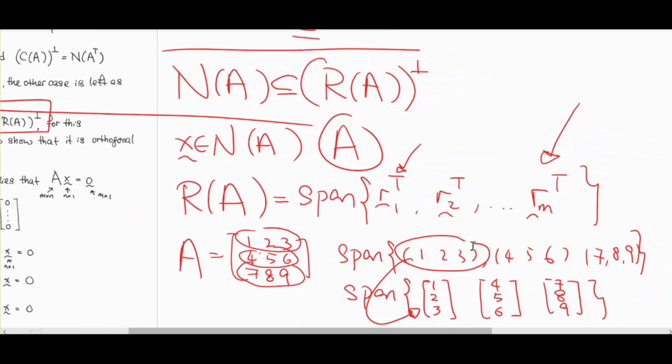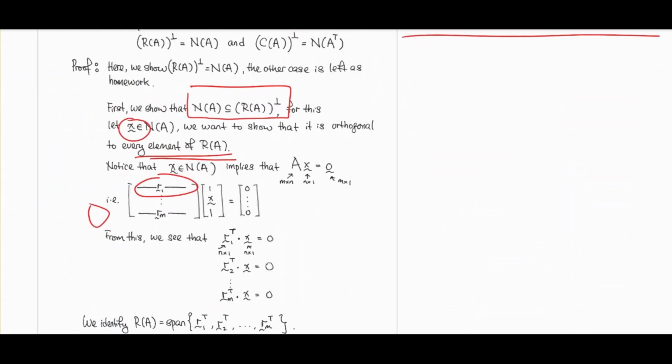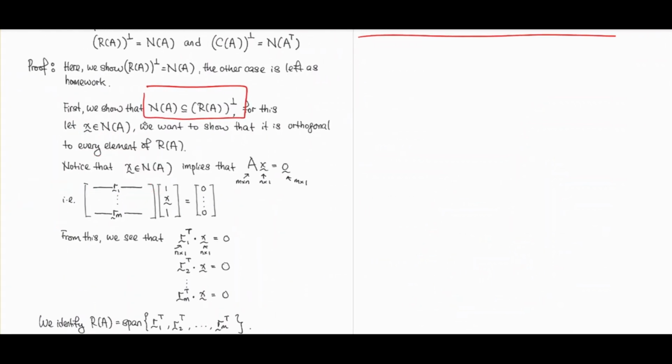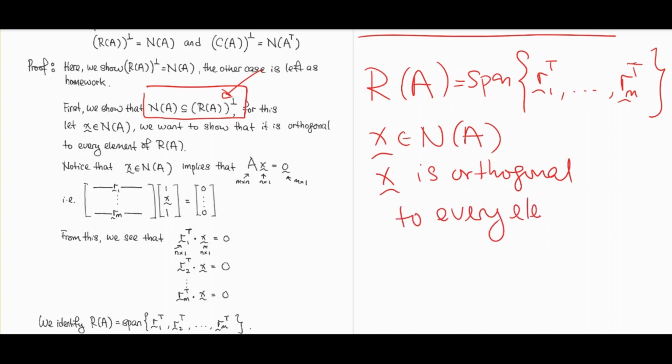Just in case you lost track of what's going on, let me say that again. This is what we wanted to do. I have my row space of A written as the span of the row vectors, but written in this way, all the way to r_m transpose. So this is the row space of A. I take an element from the null space of A, and I want to show that this element is orthogonal to every element in the row space of A.